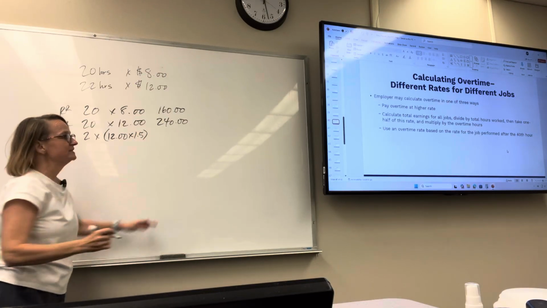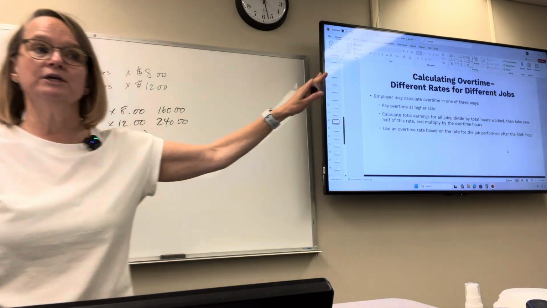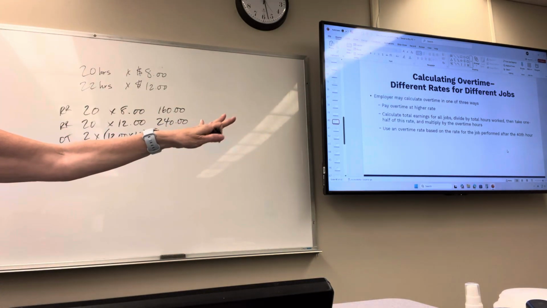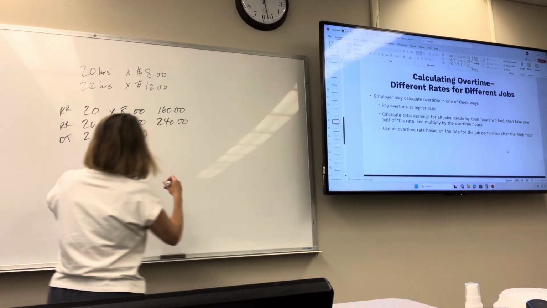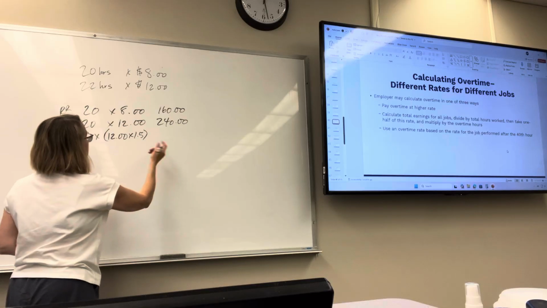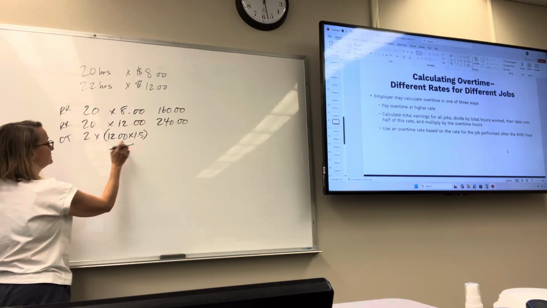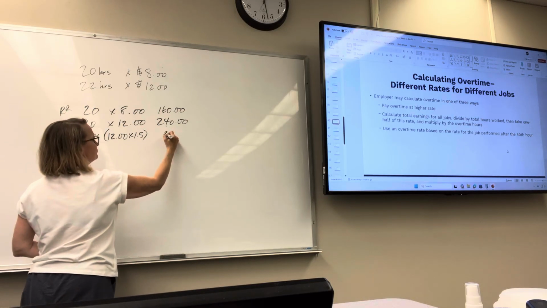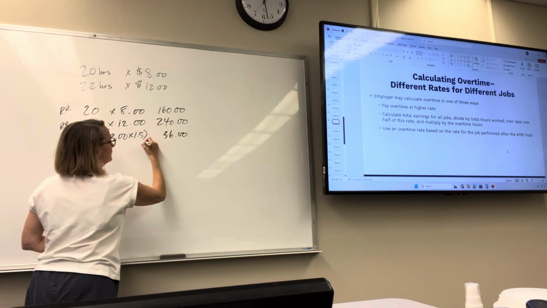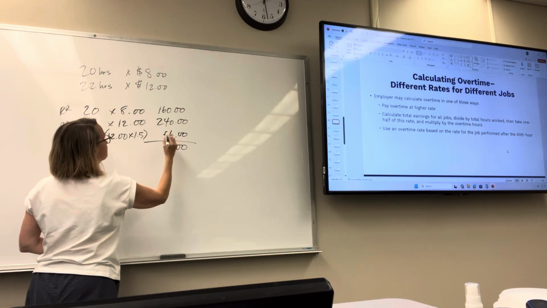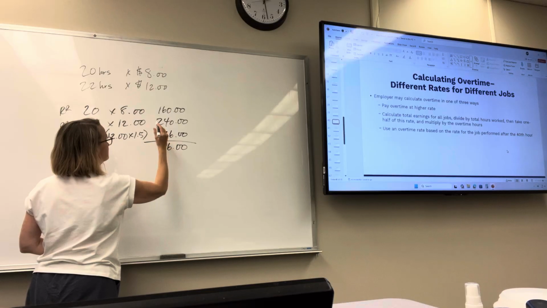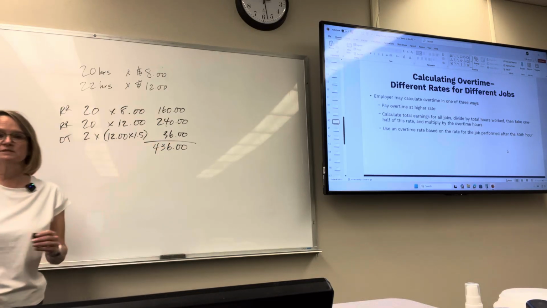And you're going to see in the next example, they're going to use the overtime premium method for doing this calculation. You can do it either way. It's fine. I'm just using the common method here at first. So 12 times 1.5, what is that? 18. So 36. And then we add them all up: $436.